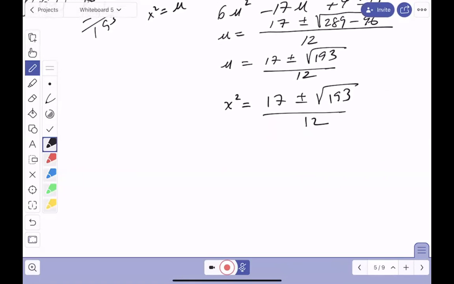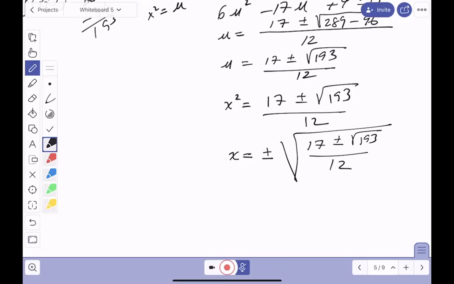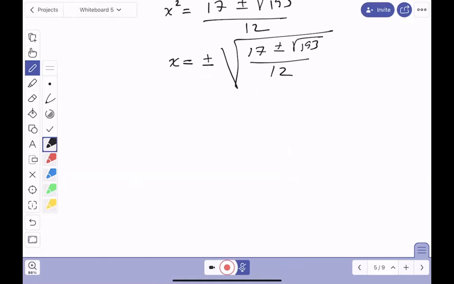Wow, I got troubles here. I gotta write them down now, right? So x equals plus or minus, it's gonna be nightmarish, isn't it? 17 plus or minus root 193 over 12. By the way, I really don't want to belabor the point too much, but this can get really tough. This is my second derivative. And I'm going to write those 4 values down now for you.